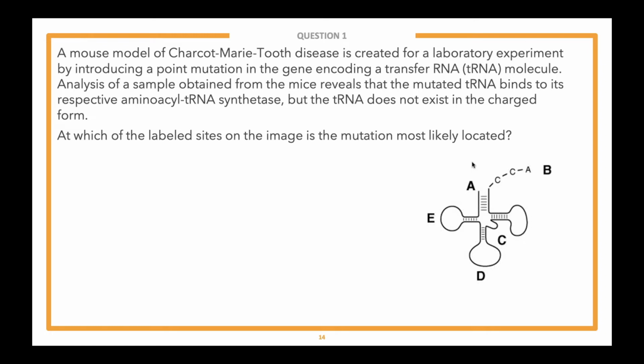A mouse model of Charcot-Marie-Tooth disease is created for a laboratory experiment by introducing a point mutation in the gene encoding a transfer RNA, tRNA, molecule. Analysis of a sample obtained from the mice reveals that the mutated tRNA binds to its respective aminoacyl tRNA synthetase, but the tRNA does not exist in the charged form. At which of the labeled sites on the image is the mutation most likely located? I'll give all of you a few moments here to start thinking about the important clues in the vignette and lead-in as I hand it off to Paris.